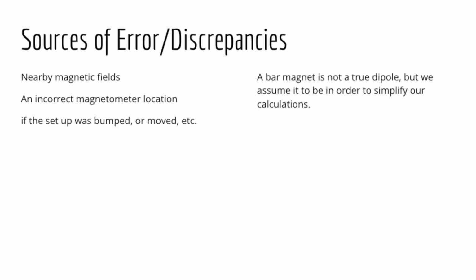Some sources of error could include nearby magnetic fields that we did not account for in our calculations, an incorrect magnetometer location, as well as any kind of human interaction with the system, such as bumping it or moving it, could cause major differences in the data. Another thing is that a bar magnet is not a true dipole, but we assume it to be in order to simplify our calculations so we can solve this experiment.